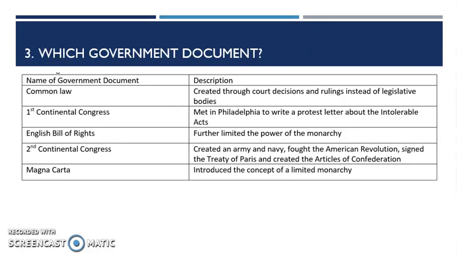Question 3 is which government document? So all you had to do was fill this little chart out. Common law is created through court decisions and rulings. It's not created by the government or Congress, okay? Common law is like lawsuit kind of law. So over time, this has become law.